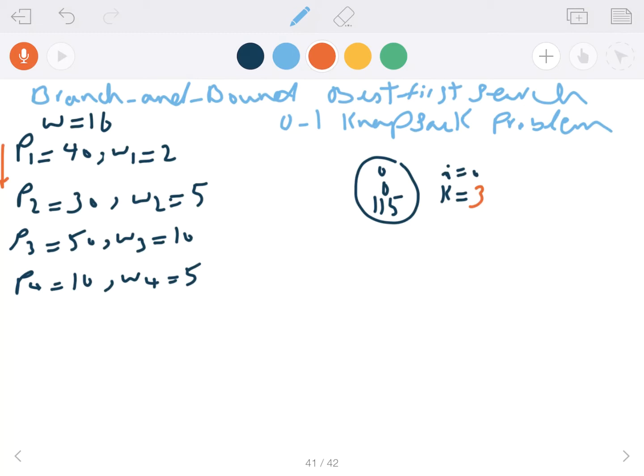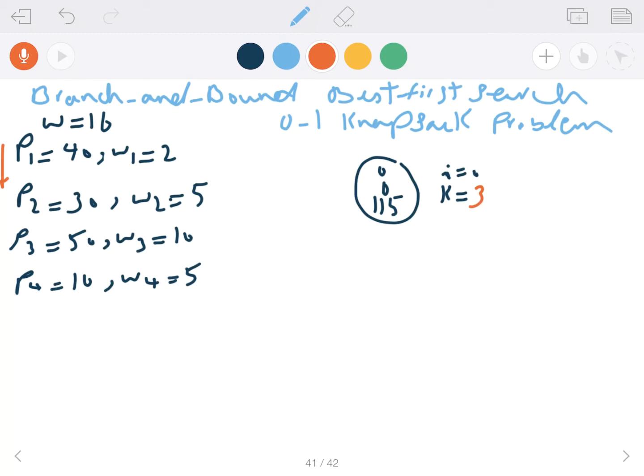I'm not going to calculate the bound again. If you want to see how we are calculating the bound, you can go back to see the formula, and also you can watch our previous video where we calculated the bounds for some of the nodes. But here we have the bound calculated equal to 115 for the first node. That is when we haven't had any item yet.